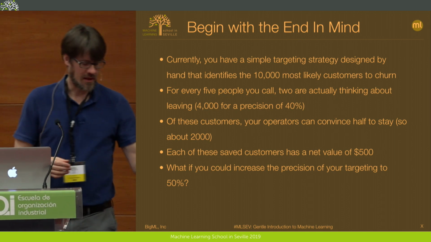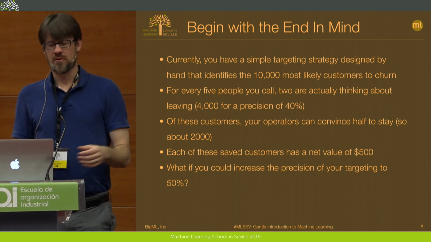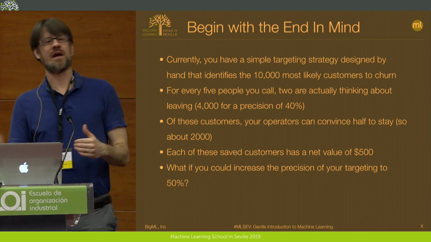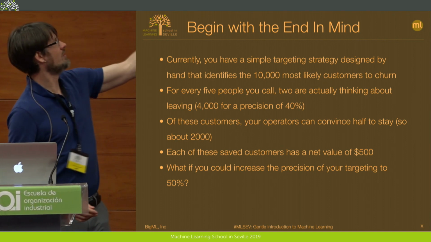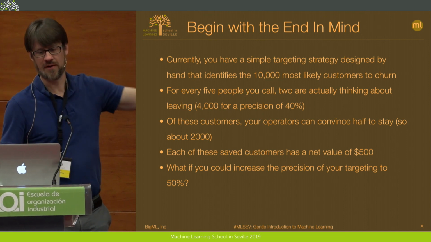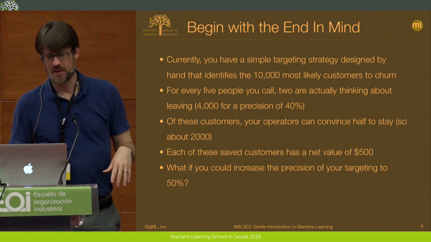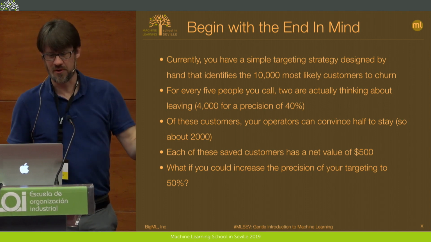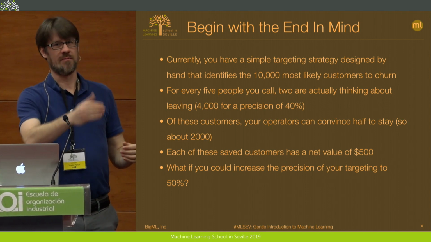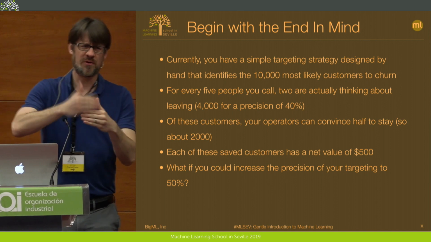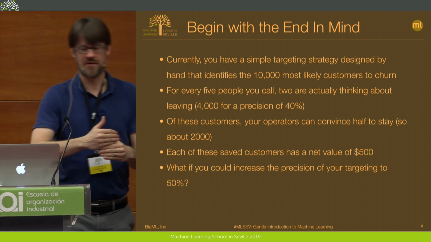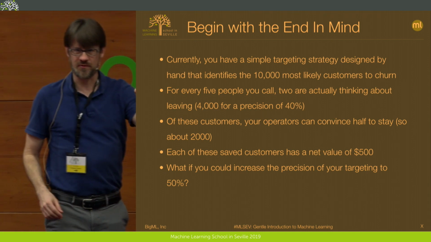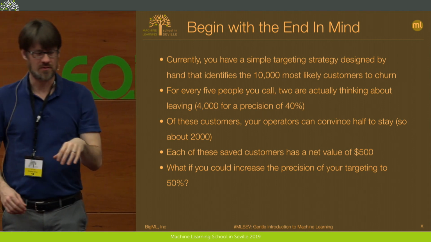And in addition, if you increase the precision of your targeting to 50%, you know exactly how much money that's going to make you. It's going to make you an additional 20% on top of what you have there. Your existing targeting strategy is 2,000 times $500, which is $1 million, so it's making you another 20% above that, 200 grand. So you have a precise number for how much this machine learning effort would make you. Increasing the precision of your targeting to 50% is worth $200,000 to you.